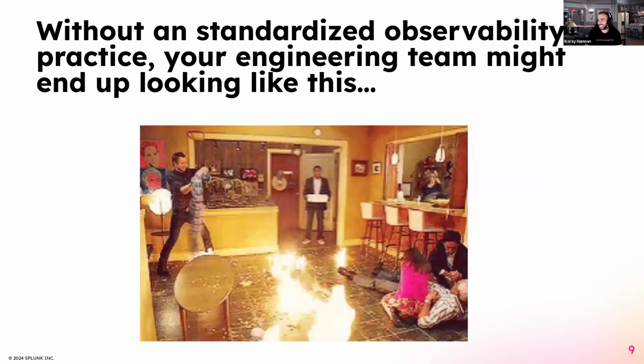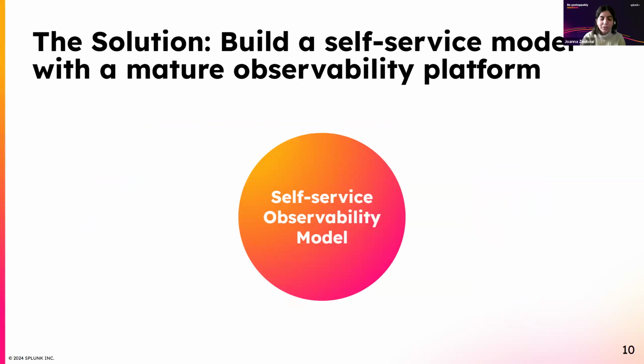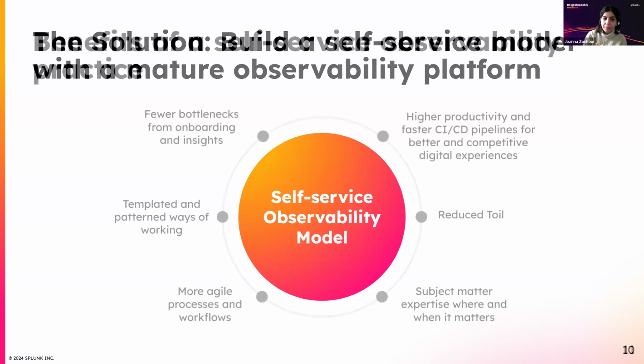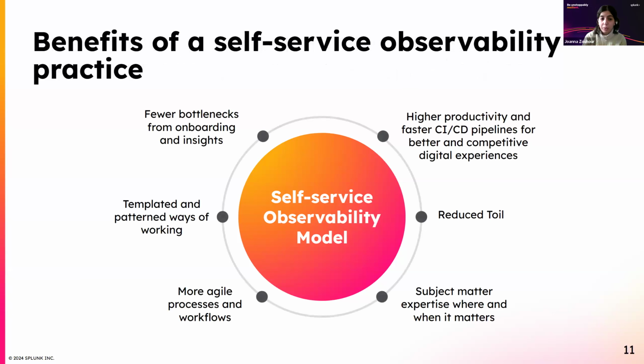All right, so what's the solution? Well, you might have guessed it by now. It's building a self-service model with a more mature observability platform. Okay, so what does that mean? Essentially, when you have a self-service observability practice, you have different benefits that are laid out here. The first one being that you have higher productivity, right? Because you're able to benefit from faster CI/CD pipelines, which was mentioned before, so less toil, and you're able to provide better and more competitive digital experiences.